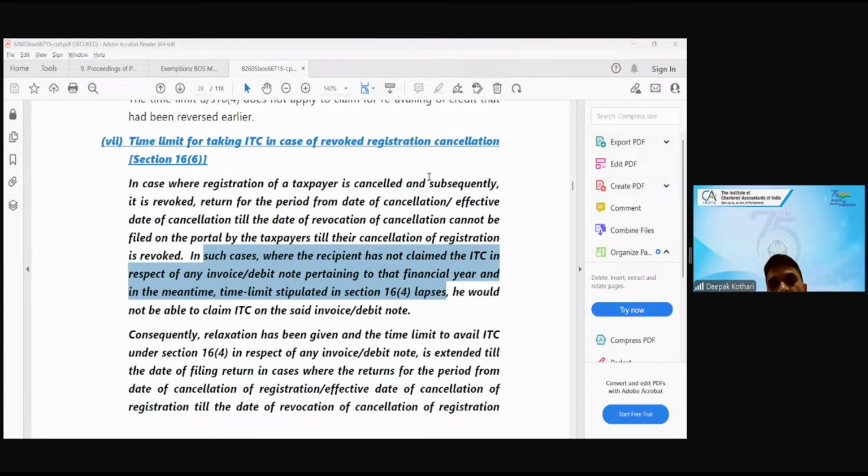Right. By 30th November or the due date of our filing annual return, whichever is earlier. Perfect. You guys are remembering it. So till 30th November, he has to claim it.